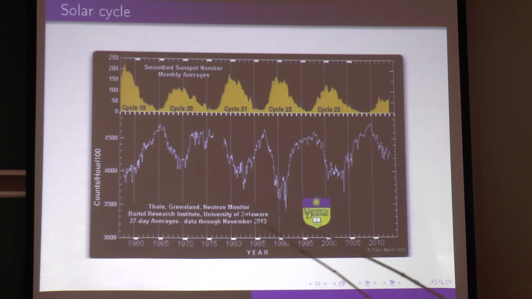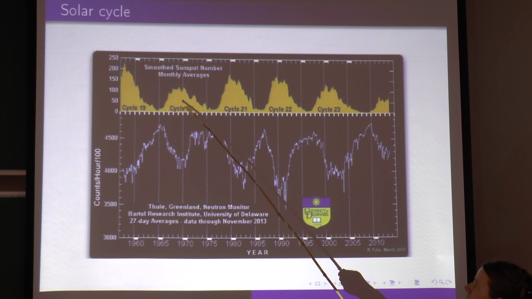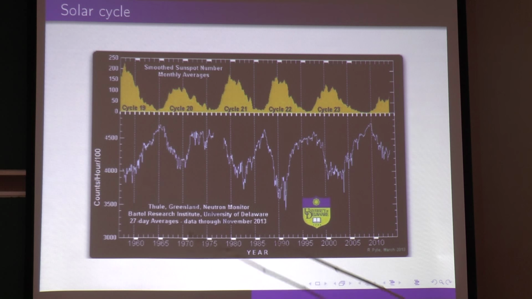In the bottom figure we have cosmic ray intensity measured by the neutron monitor in Greenland from 1955 up to now, and we can see a very good anti-correlation between the solar activity and the cosmic ray intensity. This is a very clear long-period change of cosmic ray intensity.